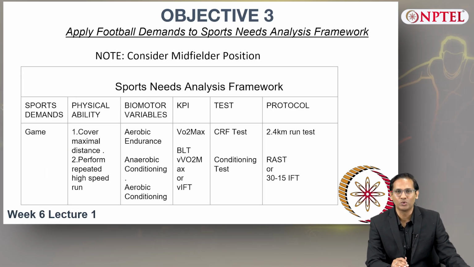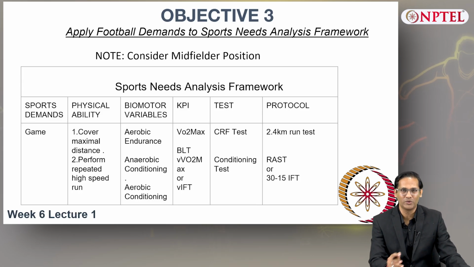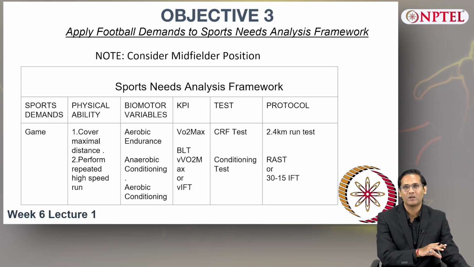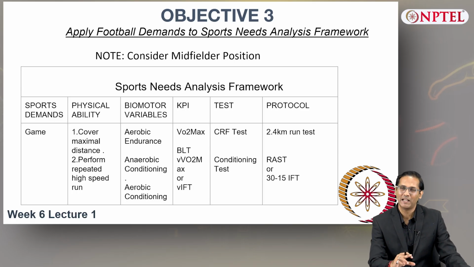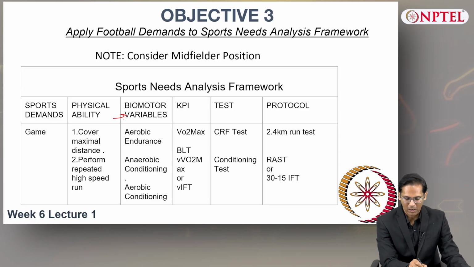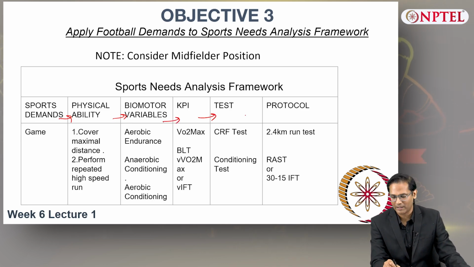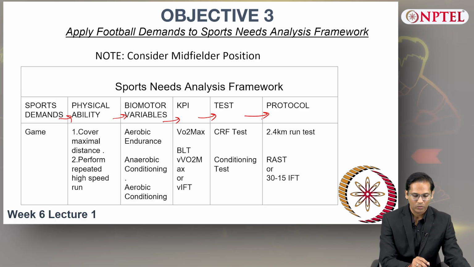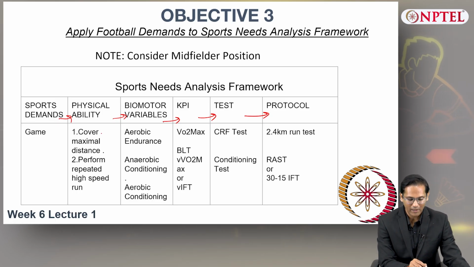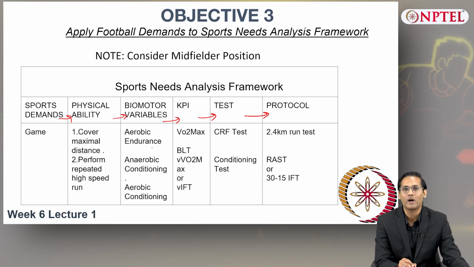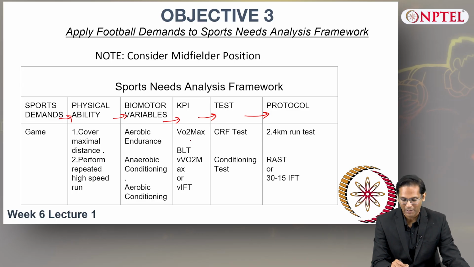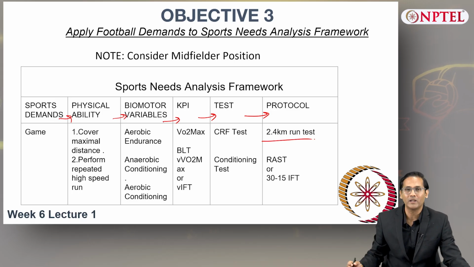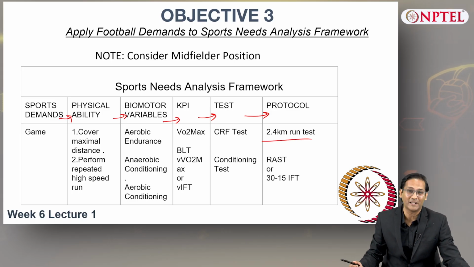So connecting this to the sports need analysis framework, where you connect the demand with physical ability, the physical ability with the biomotor variable, the biomotor variable with the KPI, the KPI with the test, and the test with the protocol. So overall, the game demands covering maximal distance. Now this physical ability requires aerobic endurance. The KPI is VO₂max, the test is a cardiorespiratory fitness test, and the protocol is, for example, a 2.4 kilometer run test.